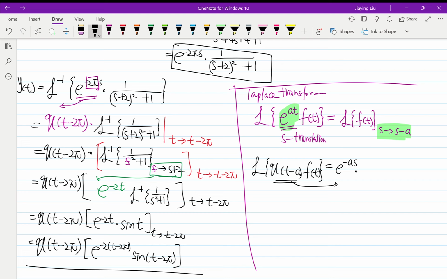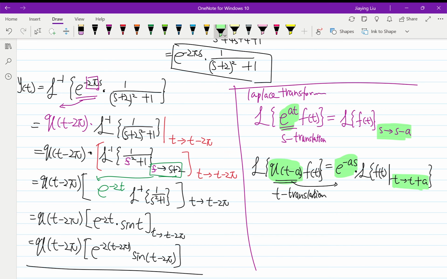And then times the Laplace transform of f of t, but it's not just f of t, there's actually a substitution. T goes to t plus a. So this is a t translation. So I would see that in this t translation, the Heaviside function, the u t minus a, becomes e to the negative as, and also the t becomes t plus a before we find the Laplace transform of f of t.